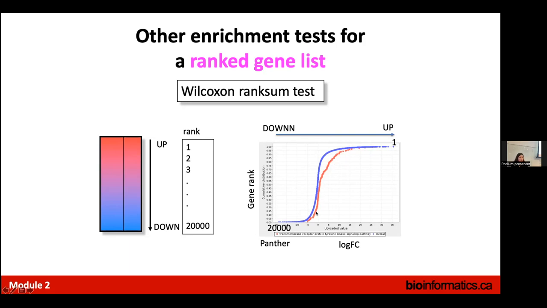And what we are going to look for is a shift in the distribution. So for example, in red, this is all the genes from a pathway, and we see that there is a shift to the right compared to the null distribution of all the genes. And the shift of this distribution is because the genes in this pathway were all upregulated.